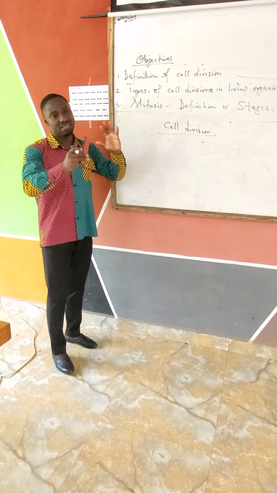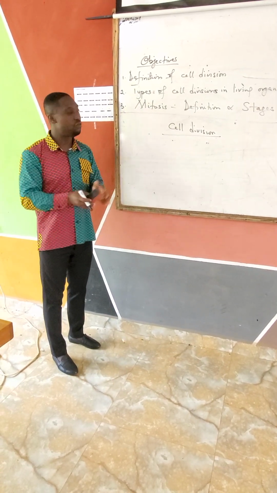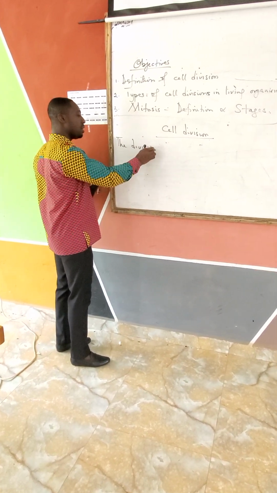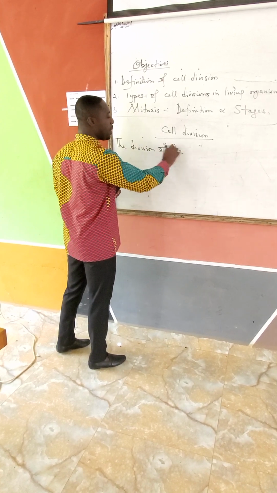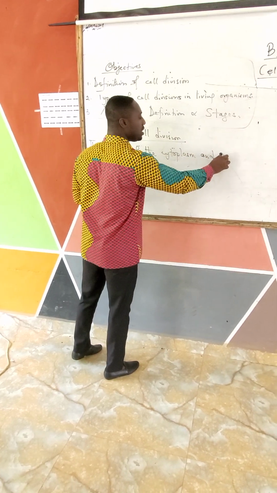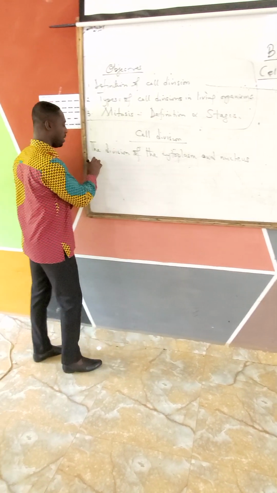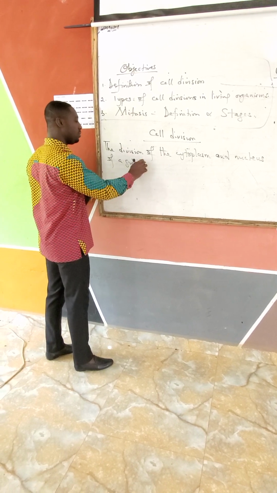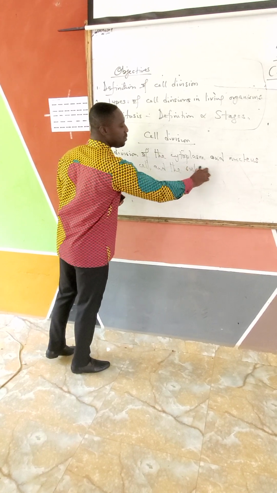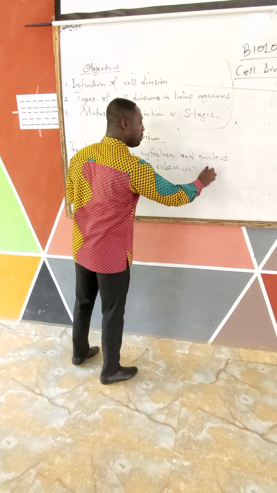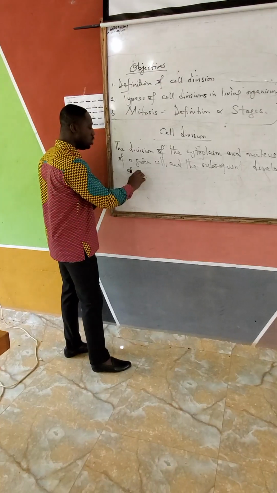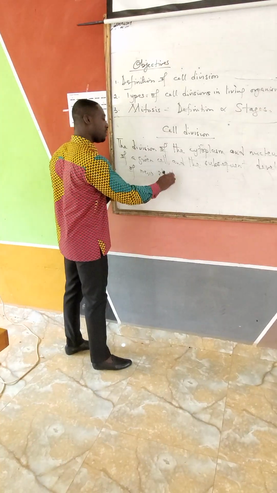So when you look at these explanations that are given, a simple definition for cell division would be the division of the cytoplasm and nucleus of a given cell and the subsequent development of new structures.